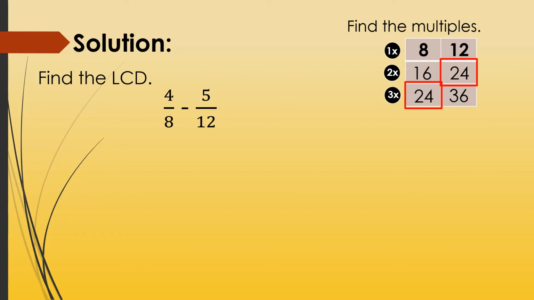So, let us now multiply these given fractions sa number kung saan nahanap natin yung LCD. So, let us multiply 4 over 8 by 3 over 3. Bakit 3 over 3? Dahil nakita natin ang LCD ng 8 noong minultiply natin ang 8 sa 3. So, that is 3 over 3. And then, 5 over 12 will be multiplied to 2. Dahil sa 2 natin nakita or minultiply natin ang 12 sa 2, kaya natin nakita ang LCD na 24.